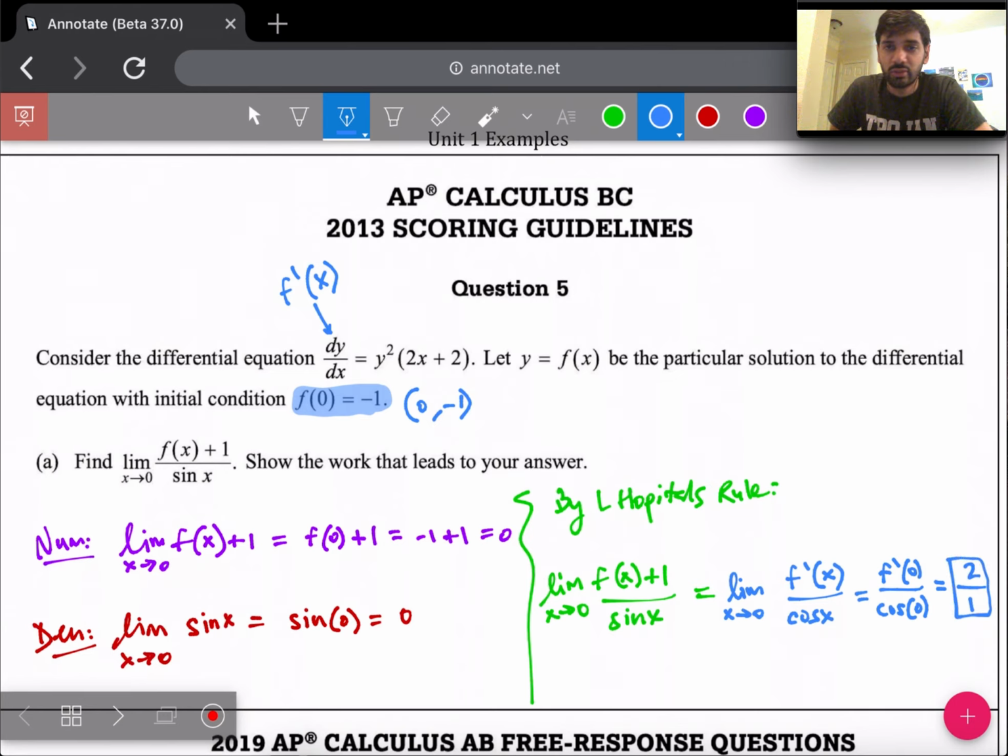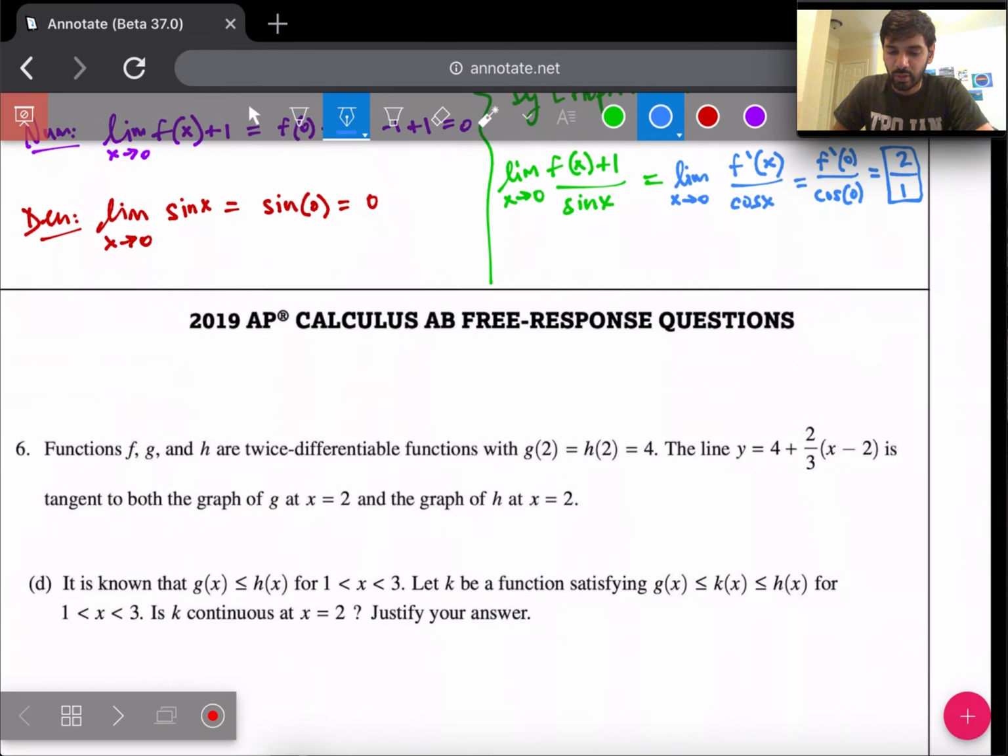So my answer here is just 2 over 1, or just 2. And that's our final answer here. Let's move on to the next problem.